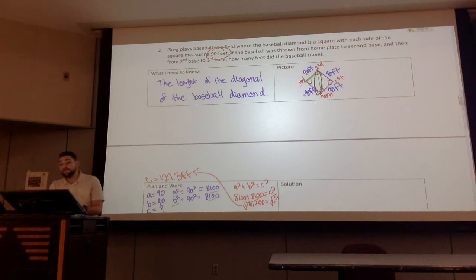But if you look at the problem, it asks how many feet the baseball traveled. Since it traveled from home to second plate, and then from second to third plate, we need to add the two distances together to find the total distance traveled. So then we're just going to take 127.3 and add 90, because that's the distance from second plate to third plate. And that's going to equal 217.3 feet.